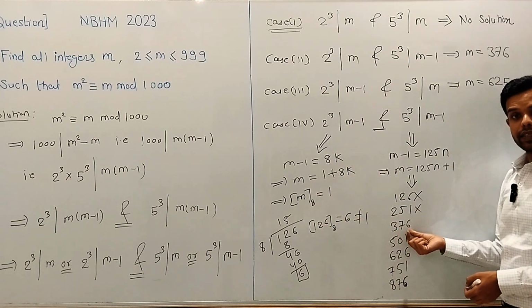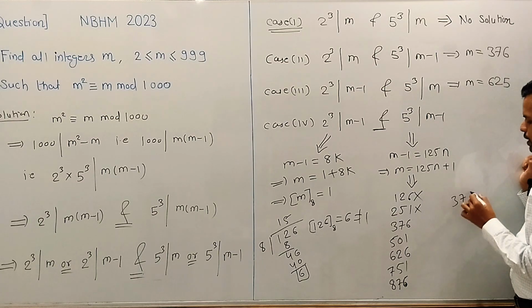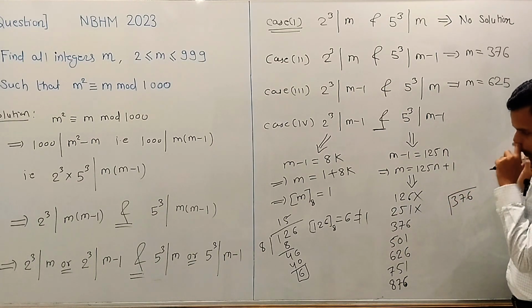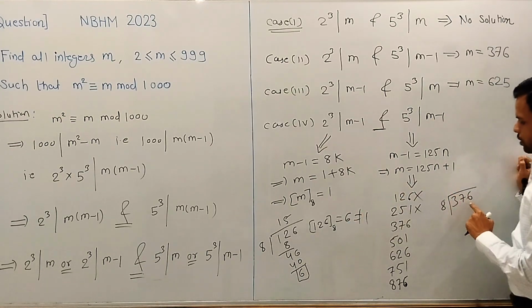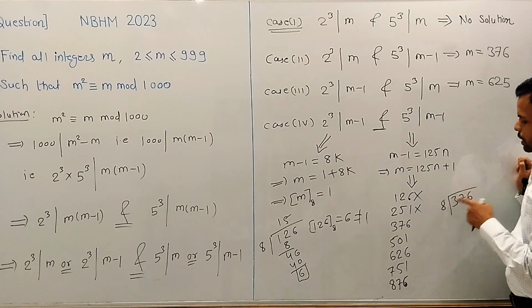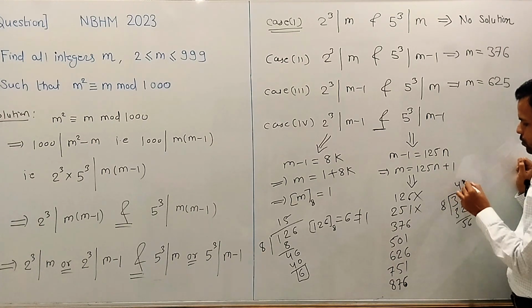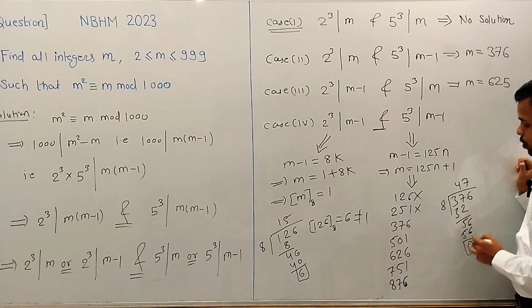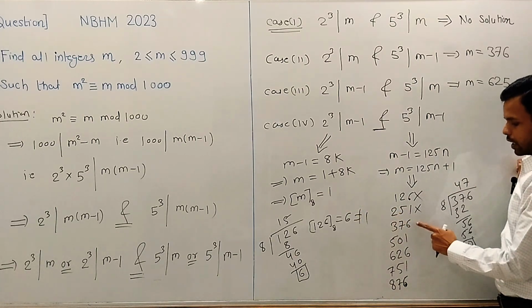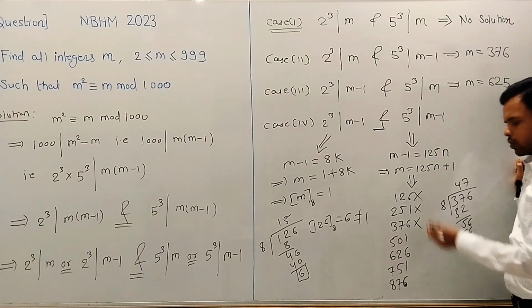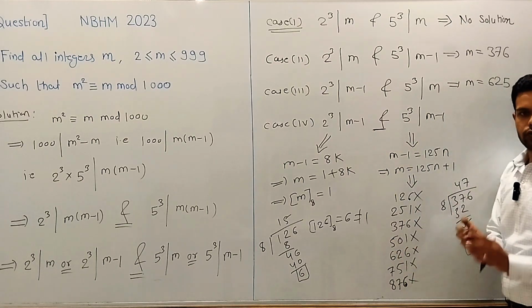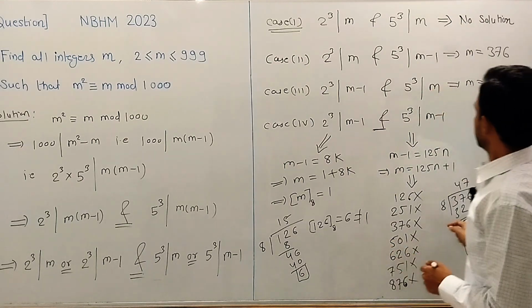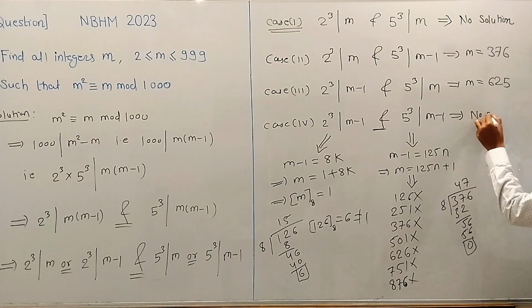Let's verify for 376. 376 modulo 8. So just divide 376 by 8. The remainder is 0, not equal to 1. So in this case, 376 is also not a solution. You can verify that all of these are not solutions. So this case gives no solution.